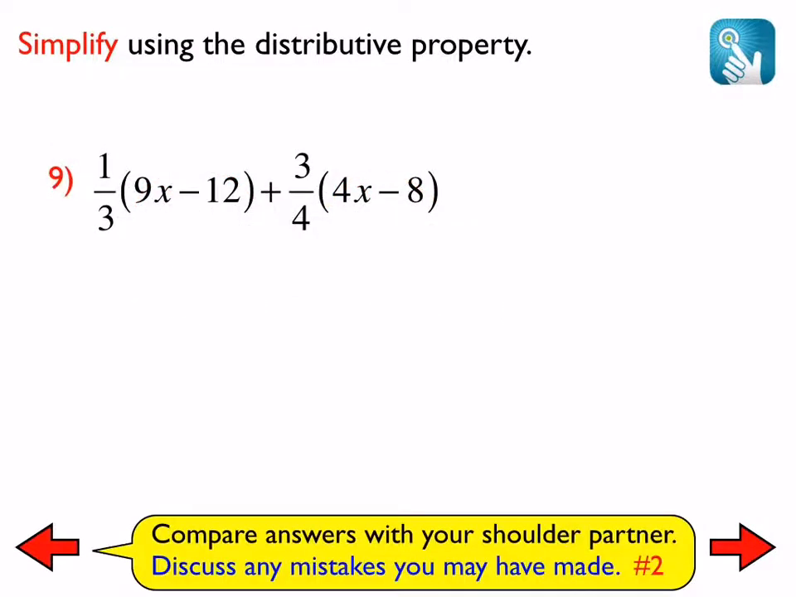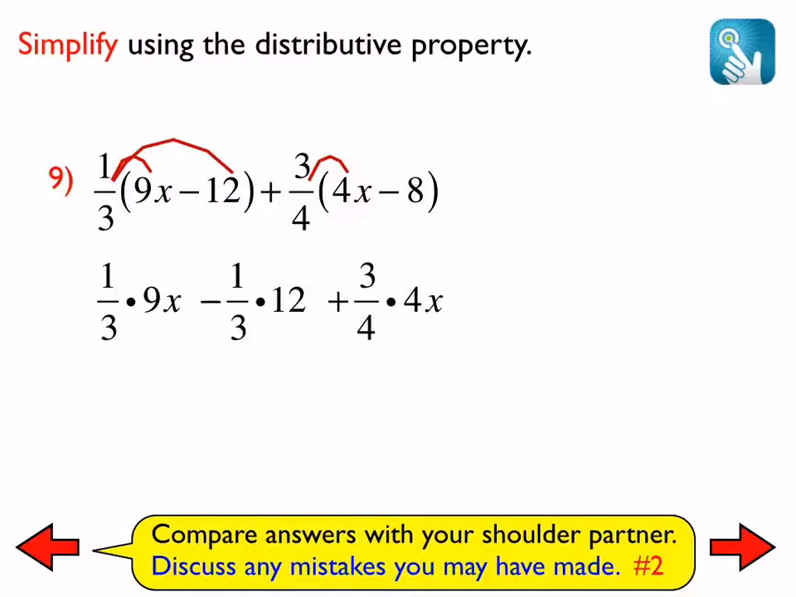So number 9, very similar to number 8. We have to use the distributive property twice. 1/3 times 9x is 3x. If you can't do that math in your head, then just do the work off to the side. 1/3 times 12 is 4. 3/4 times 4x is 3x. And 3/4 times 8 is 6.